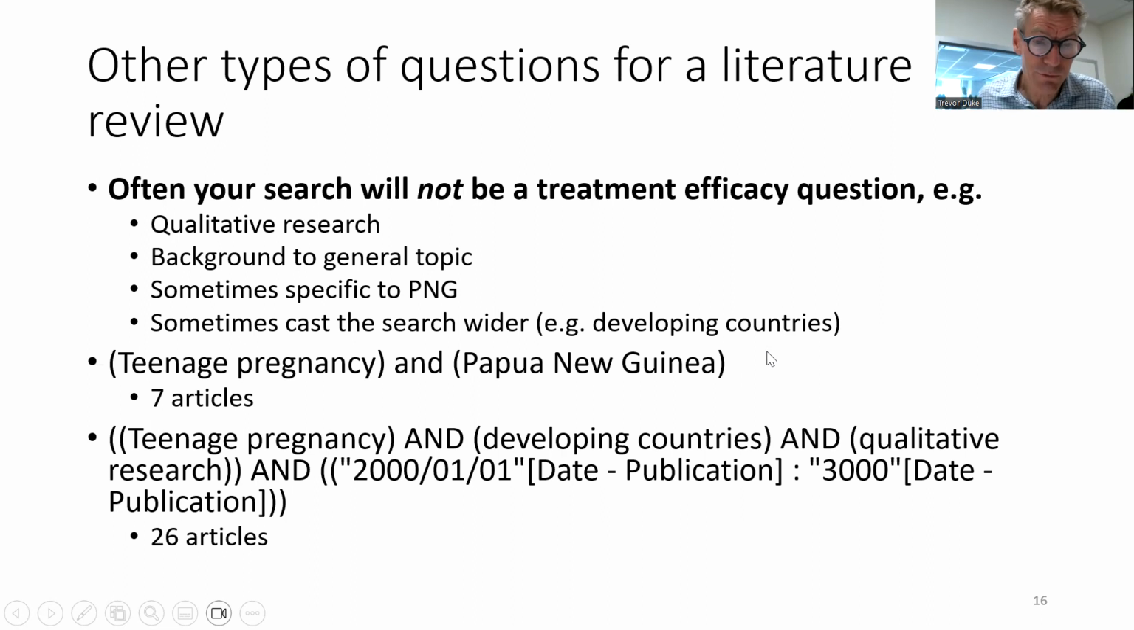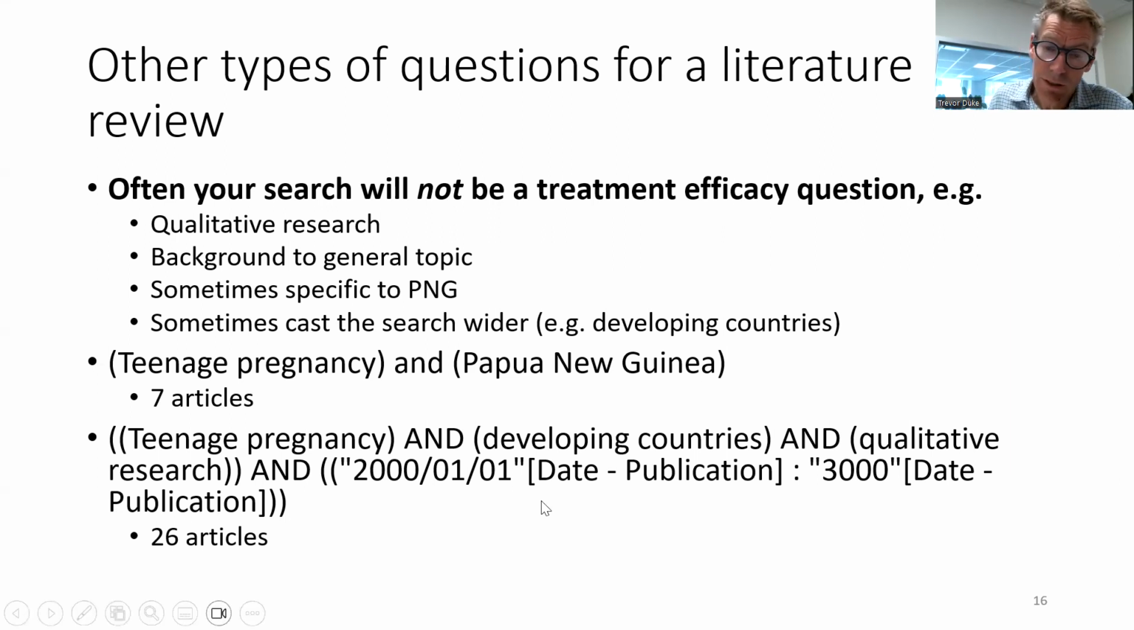Now, I widened the search to teenage pregnancies and developing countries and qualitative research, because if you put in teenage pregnancies and developing countries, you get hundreds of papers. But if you put in qualitative research, because that was the type of research that Hiagi has done, then that narrows the search a bit more. So this yielded 26 articles. Again, it's a matter of trial and error of putting different search terms in.